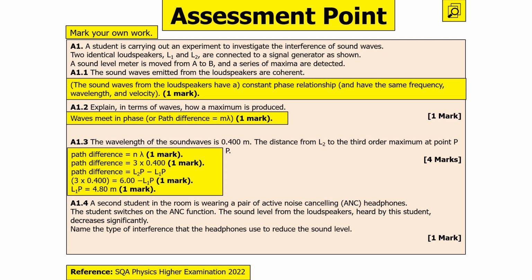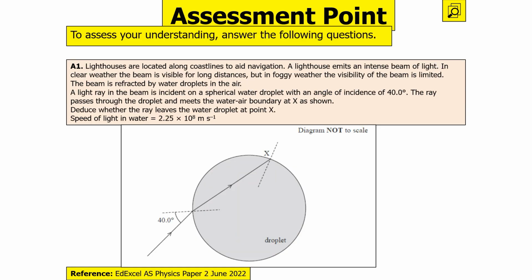And then the interference to reduce the sound level would be destructive interference. The next question says, lighthouses are located along coastlines to aid navigation. A lighthouse emits an intense beam of light. In clear weather, the beam is visible for long distances, but in foggy weather, the visibility of the beam is limited. The beam is refracted by water droplets in the air.